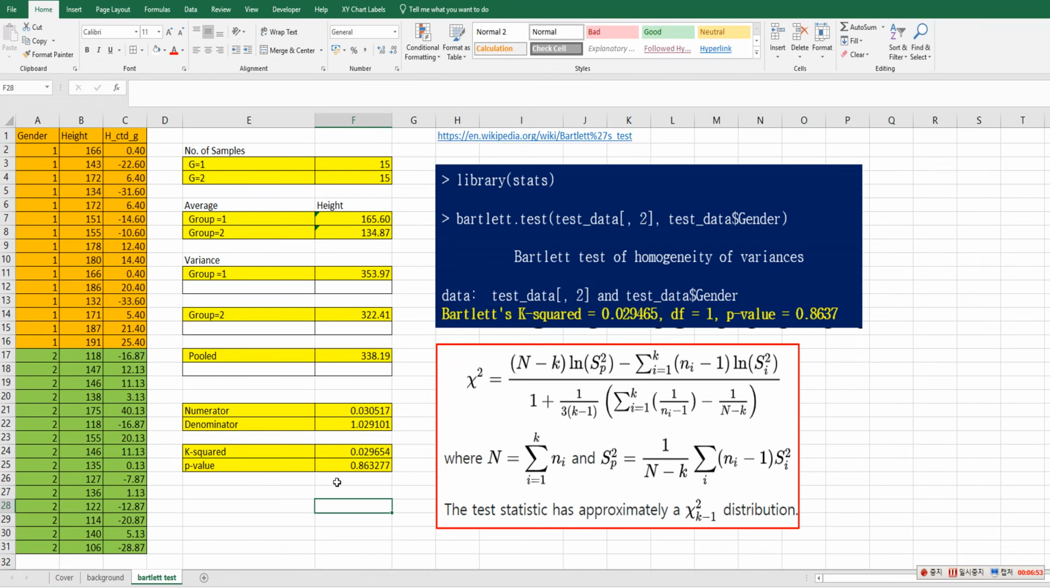So that's it for today about Bartlett's test. So again, in summary, Bartlett test is for homogeneity test for variance.